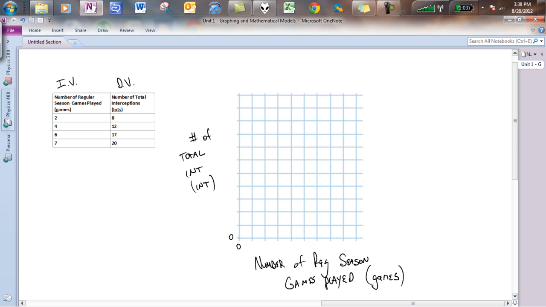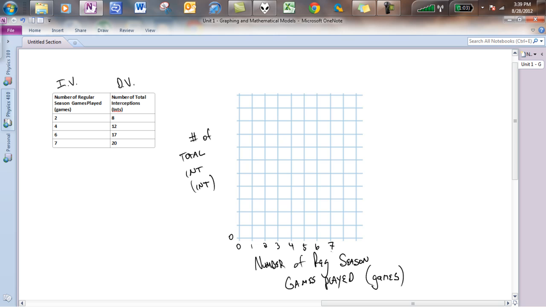Next thing to note about graphing, each one of these dashed lines is going to be the same increment. So in this case, on our x-axis with the number of regular season games played, I see that I only have to plot 7 as my highest number, so I can actually go up by 1. So 1, 2, 3, 4, 5, 6, 7. You'll notice that it is equal increments from there.